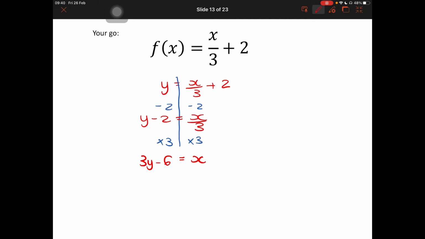Now we do our swap. Y becomes x. X becomes f to the minus 1 of x. Be really, really careful, guys. When you're timesing, make sure you times everything by 3.